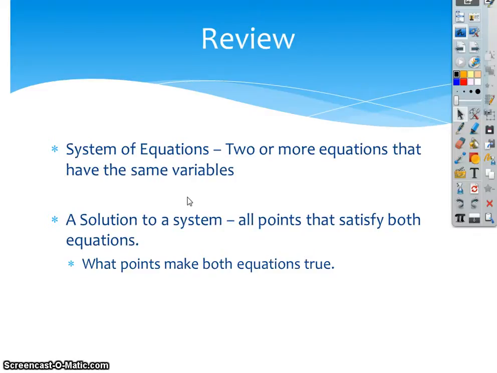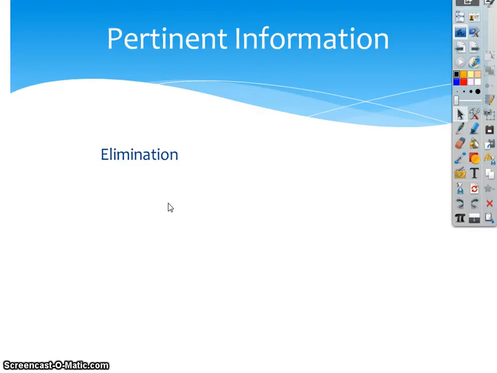Oftentimes with linear equations, we're going to have three different types of solutions. No solutions, which is called inconsistent. One solution, which is consistent and independent. Or infinitely many, when the lines lie on top of each other, and that would be consistent and dependent. We're looking for that point that makes both equations true. So we're going to use an elimination method today.